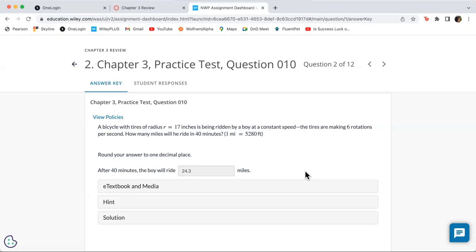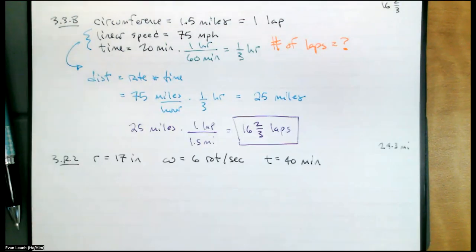And we want to answer in miles. So I'm going to make a note of the answer to make sure we land on it: 24.3 miles. So this is similar to the problem that we had a couple of problems ago.